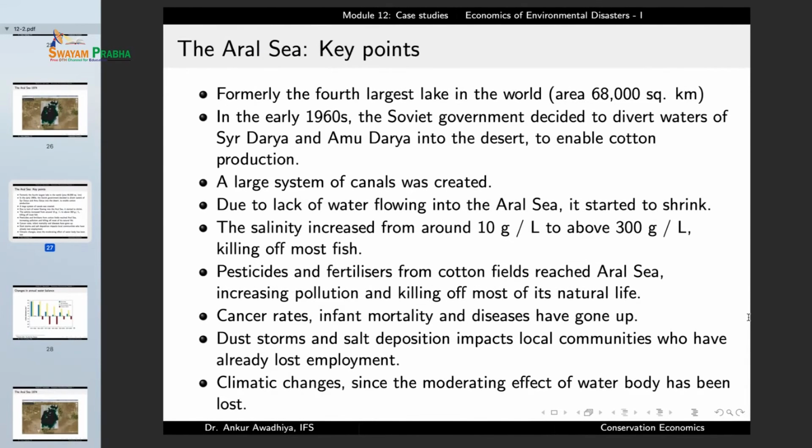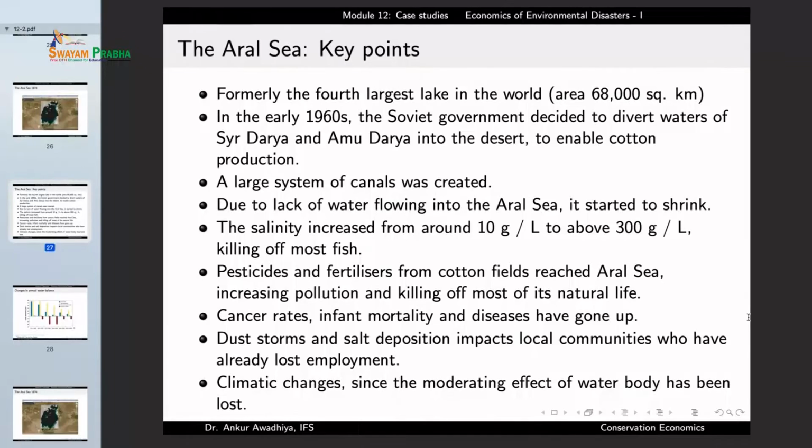And the salinity increased from around 10 grams per liter to about 300 grams per liter, killing off most of the fish. Now, we have observed in one of the earlier lectures that every organism has a range of tolerance for different components of its environment. Fishes also have a range of tolerance for salinity. So, when it becomes too saline, the fishes are going to die off because it's now no longer fresh water, it has become very salty water.